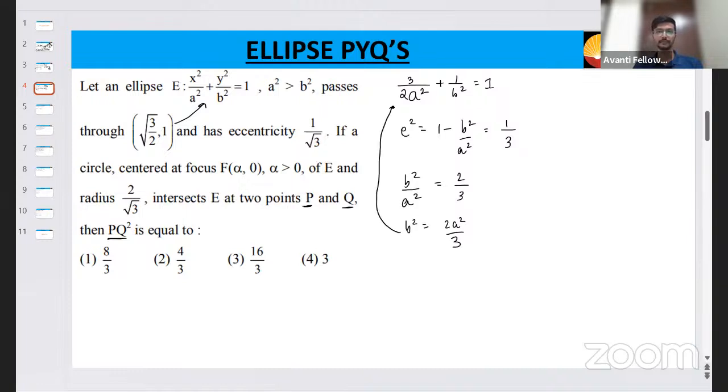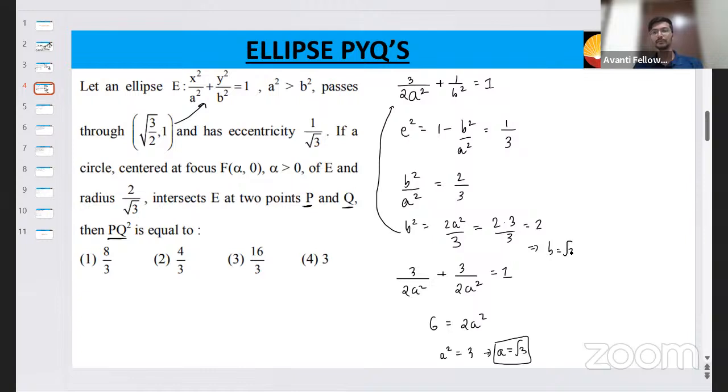Let us substitute this here. So we'll get 3 upon 2A square plus 3 upon 2A square is equal to 1, right? 1 upon B square, is it? So 3 plus 3, 6, is equal to 2A square. I think A square is equal to 3. That means A is root 3. And if A square is 3, what is B square? B square will be 2 into 3 by 3, which is 2. So B is root 2.